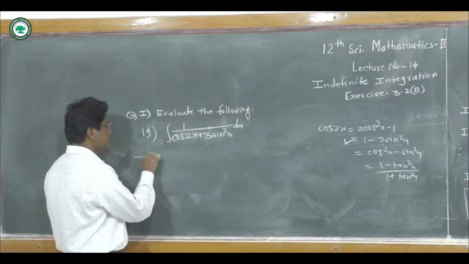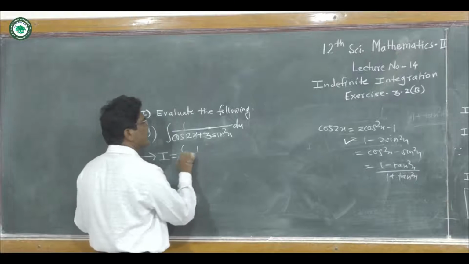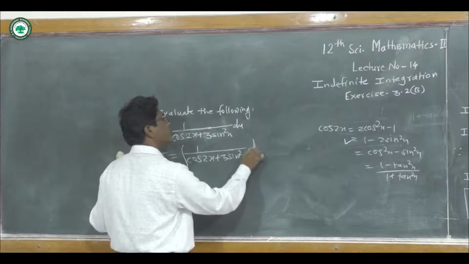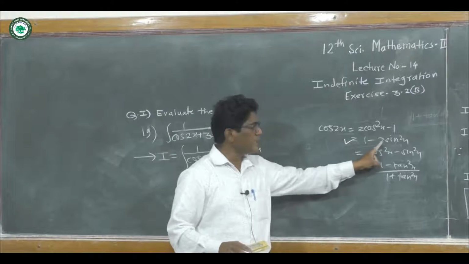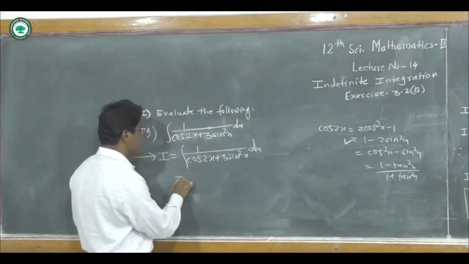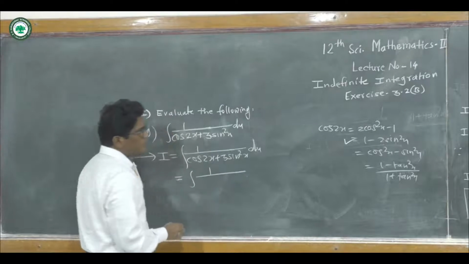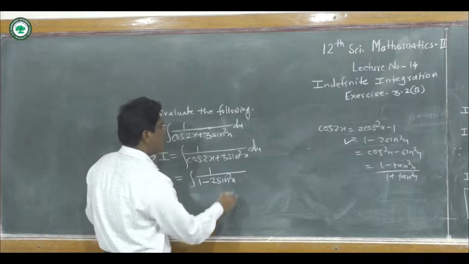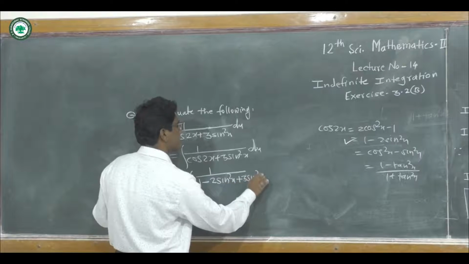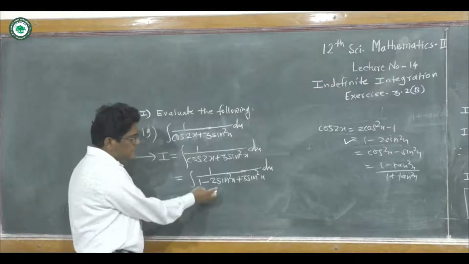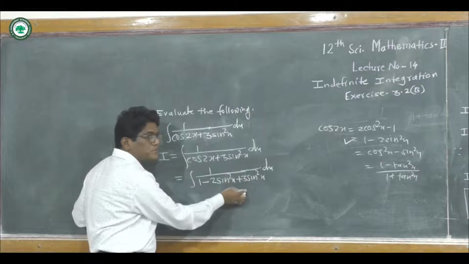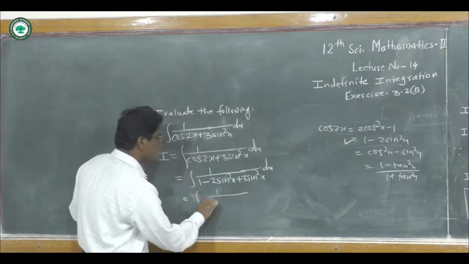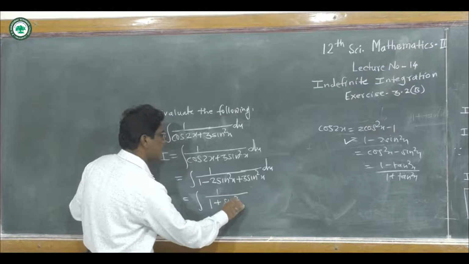and therefore firstly write this as I. So I is equal to integration of 1 upon cos of 2x plus 3 sin square x dx. And now here we use cos of 2x as 1 minus 2 times sin square x, so it is equal to integration of 1 upon 1 minus 2 times sin square x plus 3 sin square x dx. Get it? Now minus 2 sin square x plus 3 sin square x means 3 minus 2, which is 1, so 1 sin square x. So this is equal to integration of 1 upon 1 plus sin square x dx.